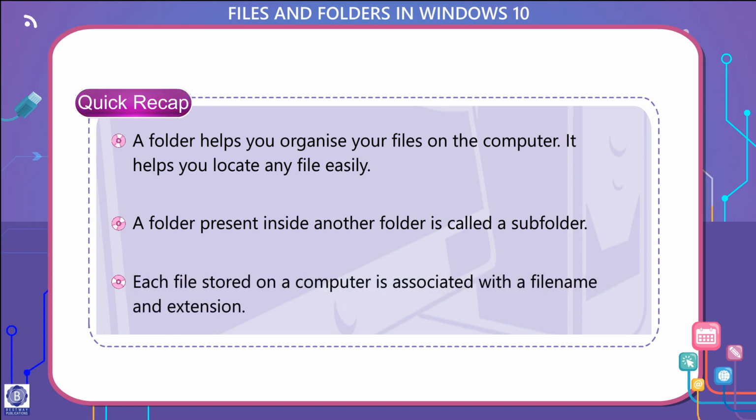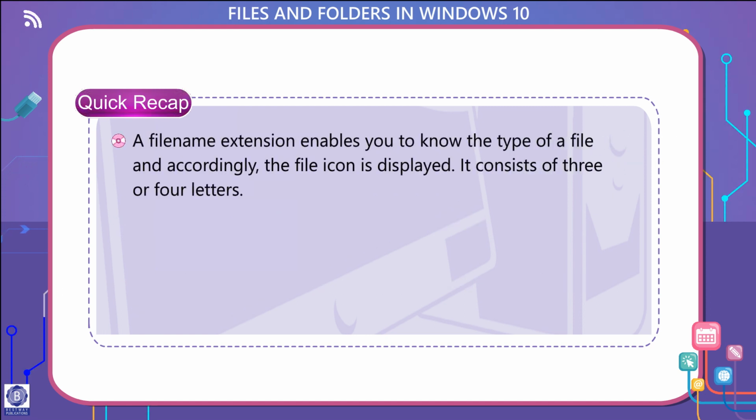Each file stored on a computer is associated with a file name and extension. A file name extension enables you to know the type of a file, and accordingly, the file icon is displayed. It consists of 3 or 4 letters.